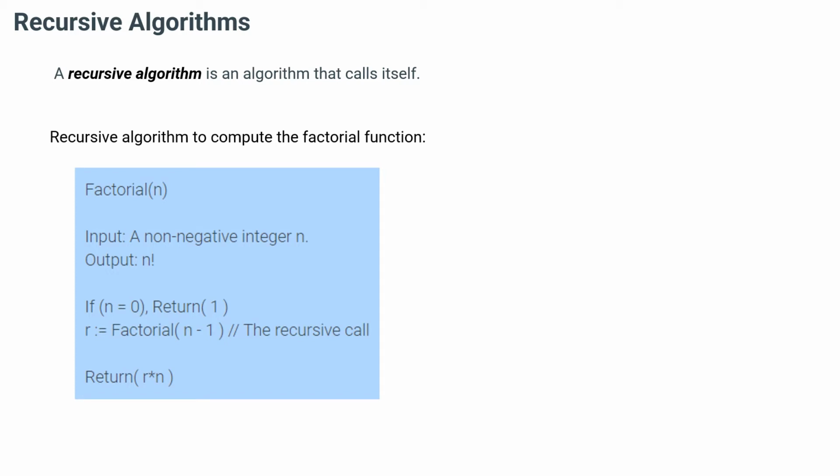In the blue box, you see an algorithm called factorial, and it takes an input, which is a non-negative integer n. The output is going to be the value of n factorial, and the name of this algorithm is factorial. But take a look at this and see if you see what's happening. After we see the name of the algorithm, the input, and the output, we see some statements here.